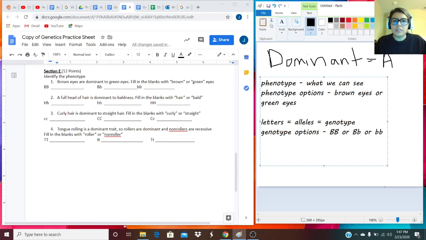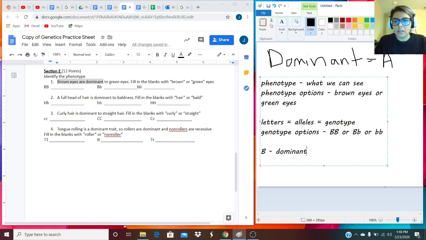Now, how do I determine which is which? So we have either capital B, capital B, capital B, little b, or little b, little b. We need to determine which is which, so let's read carefully what it is saying. It says that brown eyes are dominant. So if brown eyes are dominant, that means it's going to be an uppercase letter for brown eyes. So what is our uppercase letter? Our uppercase is B, and it's dominant.